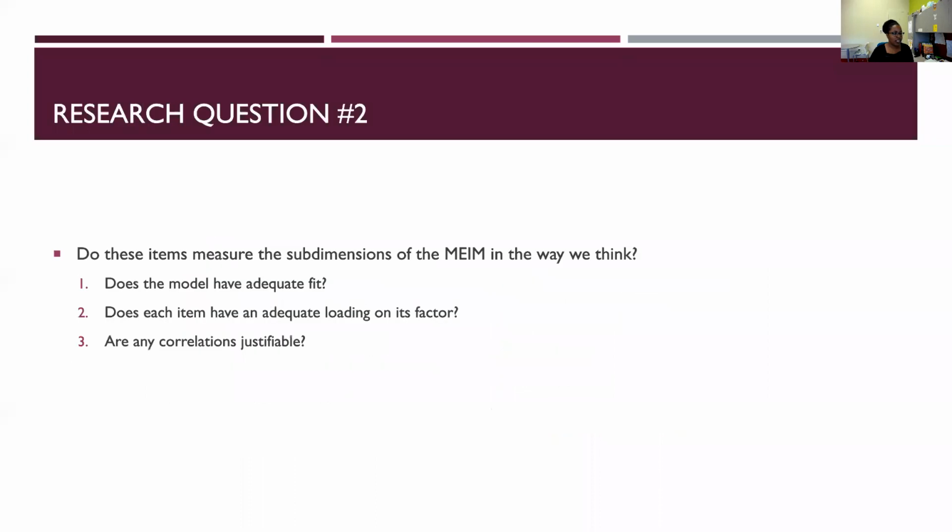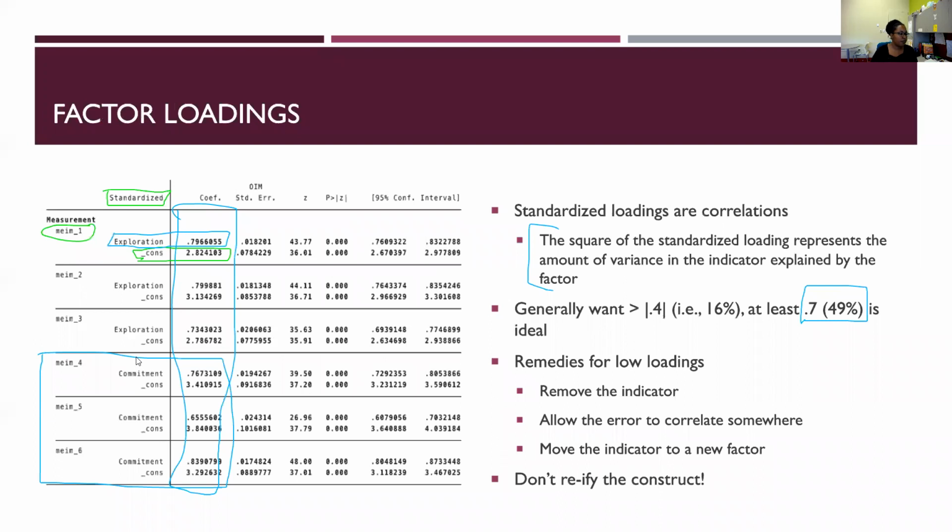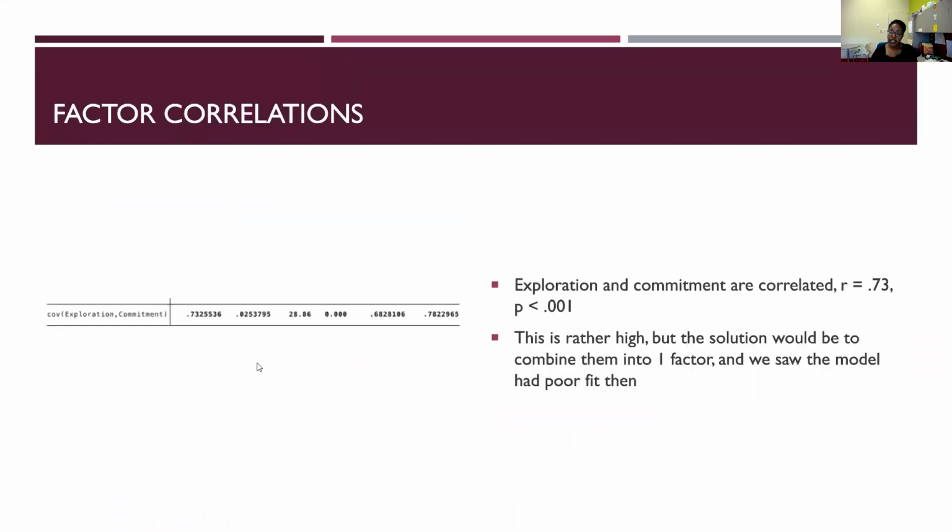All right, so going back to our research questions here, we're now looking at, does each item have adequate loading? Yes, we're 1.7 on most of those, and are any correlations justifiable? The only correlation we have here is between exploration and commitment. Because this is our standardized output, this is a correlation of 0.73, which is pretty high. In general, if you have two separate constructs, you want that correlation to be low to moderate to really say that they are distinguished things.